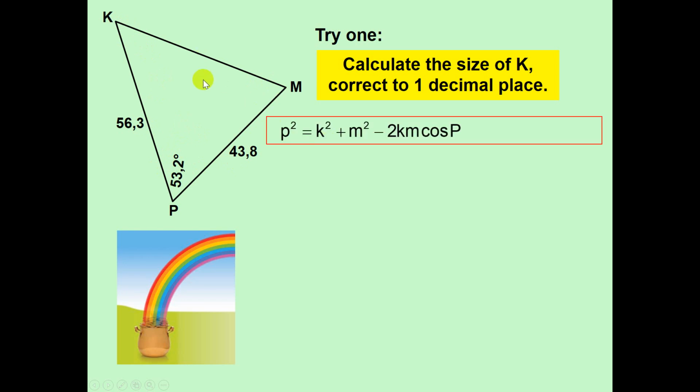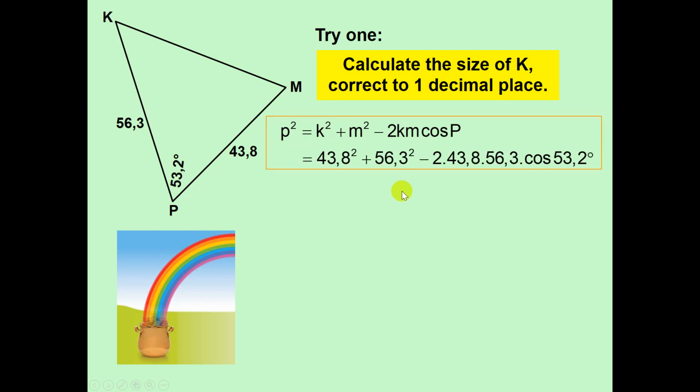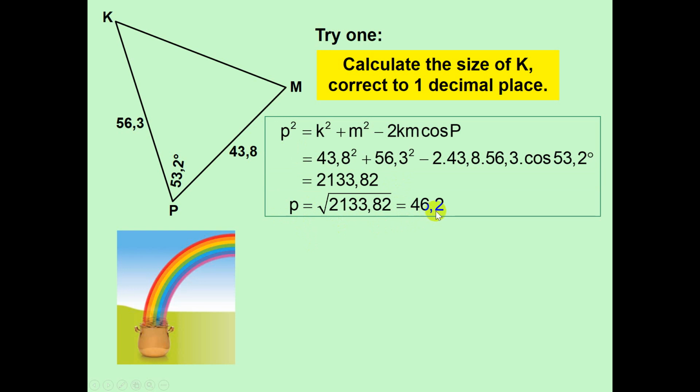And that will give us p squared, which is side km, opposite p is small p, is equal to k squared plus m squared minus 2km cos p. So we're going to substitute that because your k is 43.8, your m, opposite m, is 56.3, and we have angle p given to be 53.2. So substituting the values in, using our calculator, we're going to get 2133.82. To find p, we're going to square root that. That gives us 46.2. So remember, p is actually km.